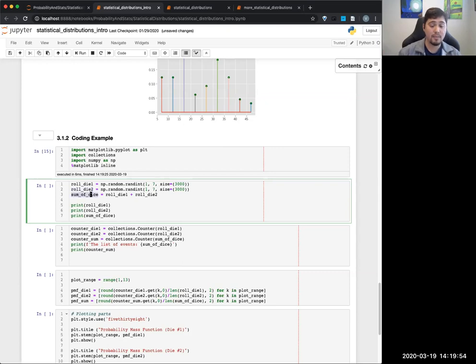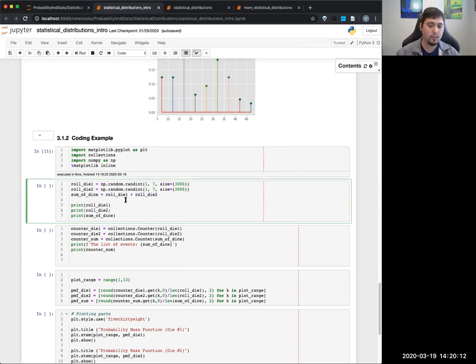And then I'm going to take the sum of the dice. What's nice about NumPy arrays is that I create these arrays separately, and I can just add them together. That will say, oh, my first die roll was a 1 and, let's say, a 4, and I would add those together. Now my total for that first one would be 5. So that's what I'm doing here.